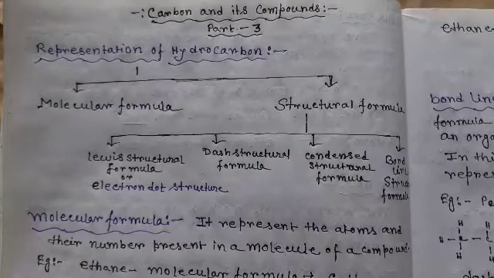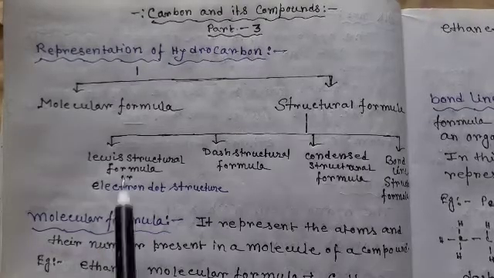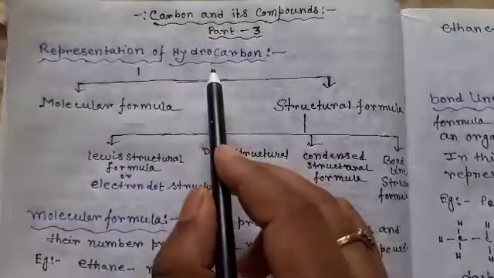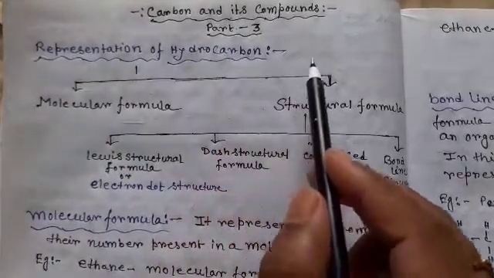Student, today we will discuss the next part of the chapter Carbon and its Compounds of class 10 chemistry. This is the third part of this chapter. Now we are going to discuss the representation of hydrocarbons. Hydrocarbons are represented in many different ways.